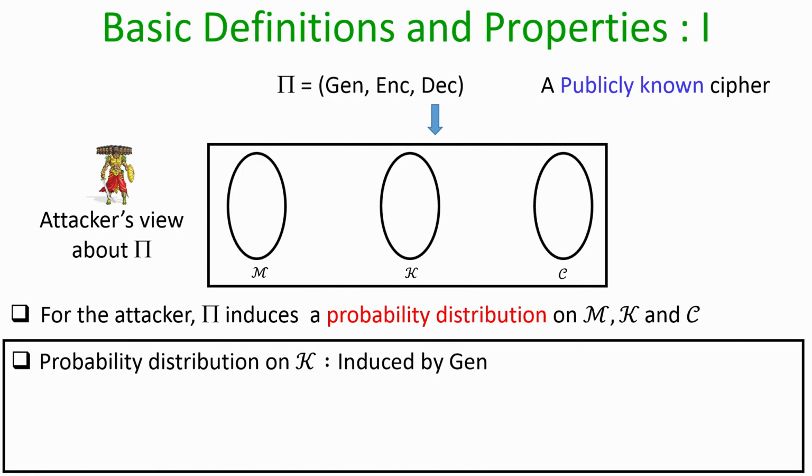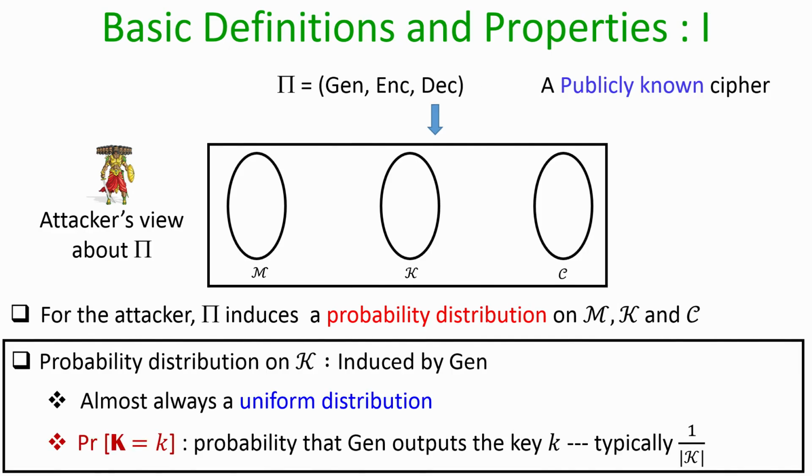The first probability distribution is over the key space, and this is induced by the key generation algorithm. Remember, as per Kerckhoffs' principle, we assume that the steps of the key generation algorithm, encryption algorithm and decryption algorithm are publicly known to the attacker. And we also discussed that the key generation algorithm has to be a randomized algorithm. That means every time we run the key generation algorithm, it outputs a possible candidate key from the key space with a certain probability. That is what we mean by the probability distribution over the key space induced by the key generation algorithm.